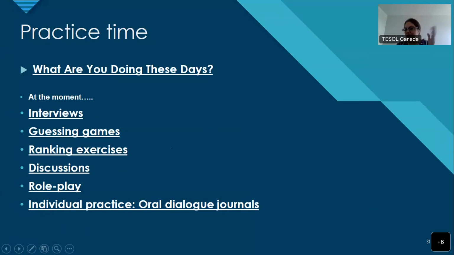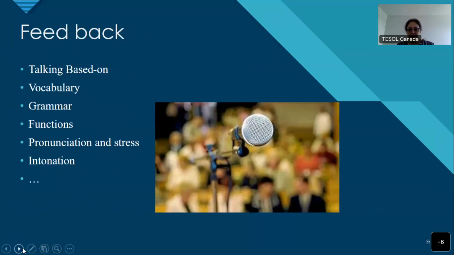Discussions, role playing, different speaking activities you can run in the class. And in the feedback, you check the new vocabulary, the new structure, the functions, pronunciation, stress and intonation while you are getting feedback, and evaluate your students, whether they need further practice or have already learned.